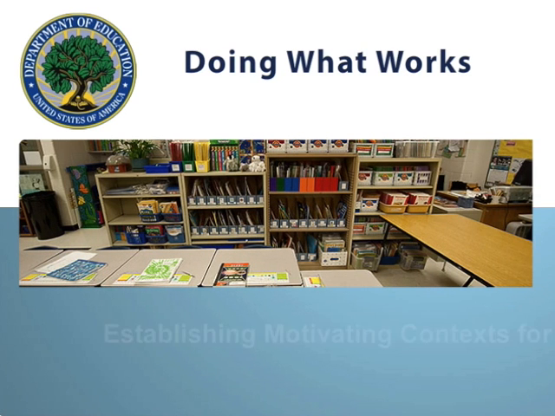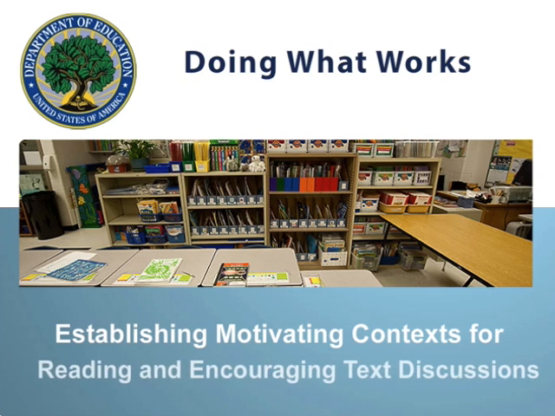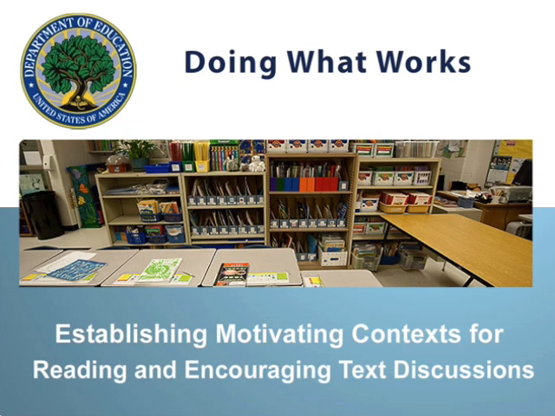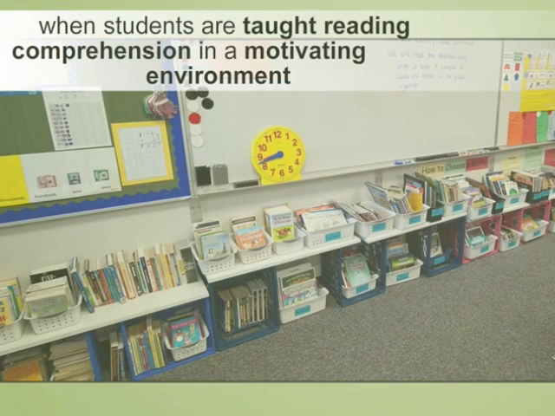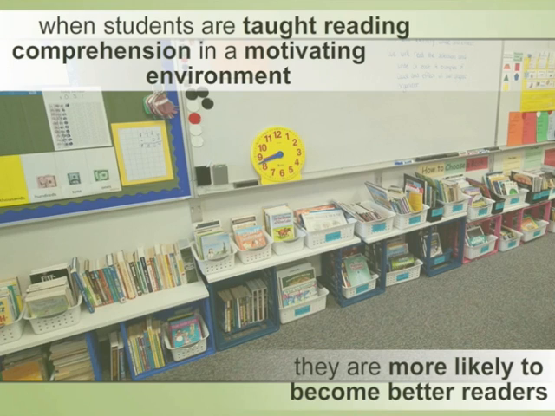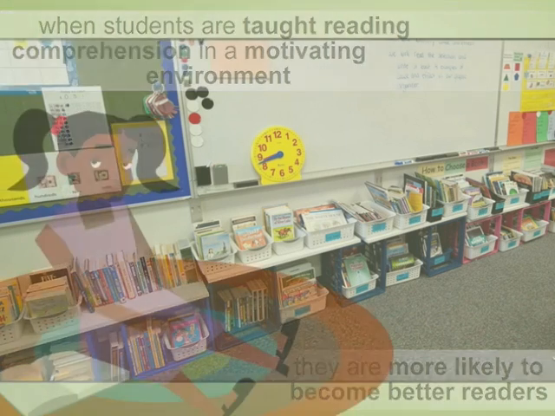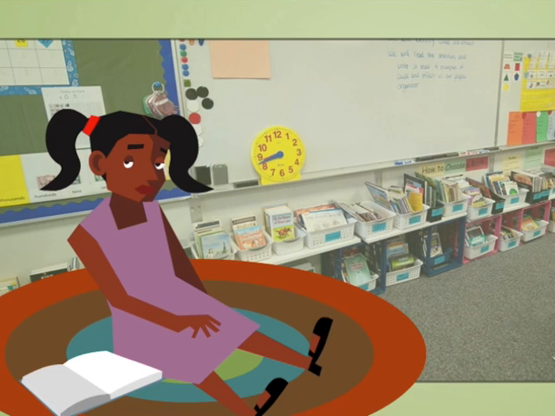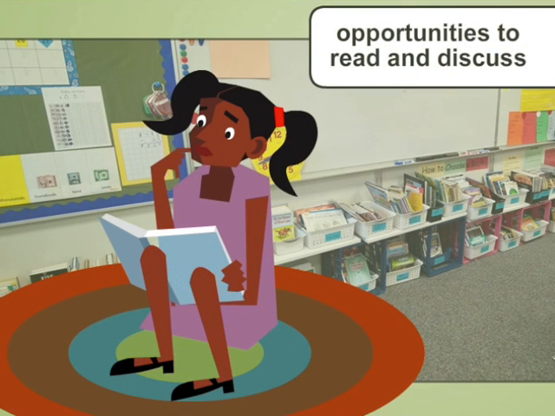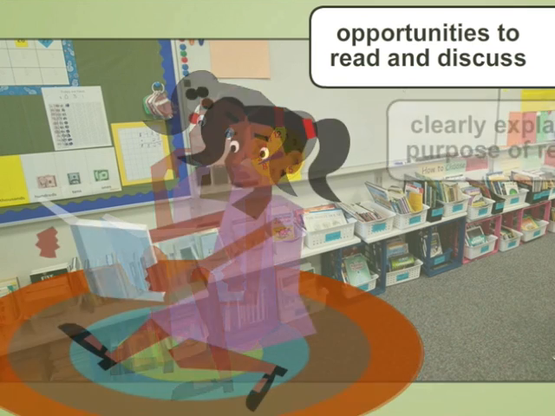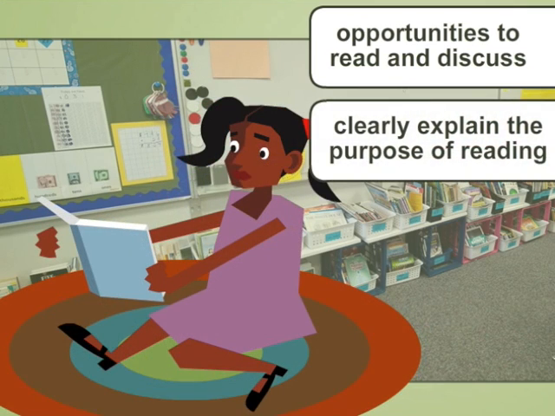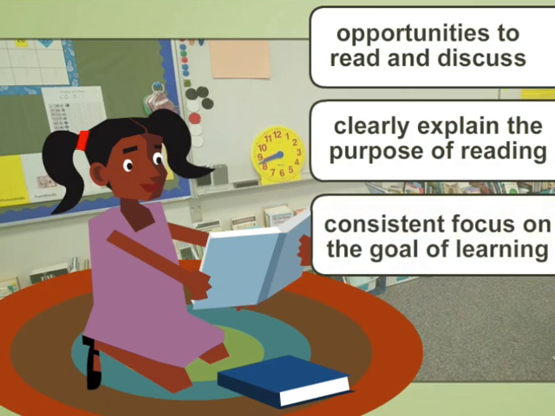Welcome to the overview on establishing motivating context for reading and encouraging text discussions. When students are taught reading comprehension in a motivating environment, they are more likely to become better readers. A motivating environment is one where there are engaging opportunities for students to read and discuss what they are reading. The purpose of reading is clearly conveyed, and there is a consistent focus on the larger goal of learning.